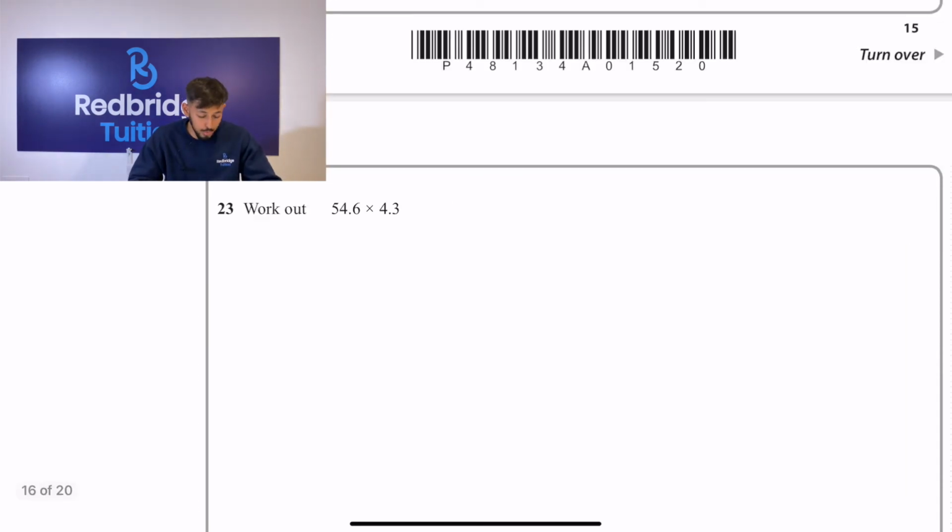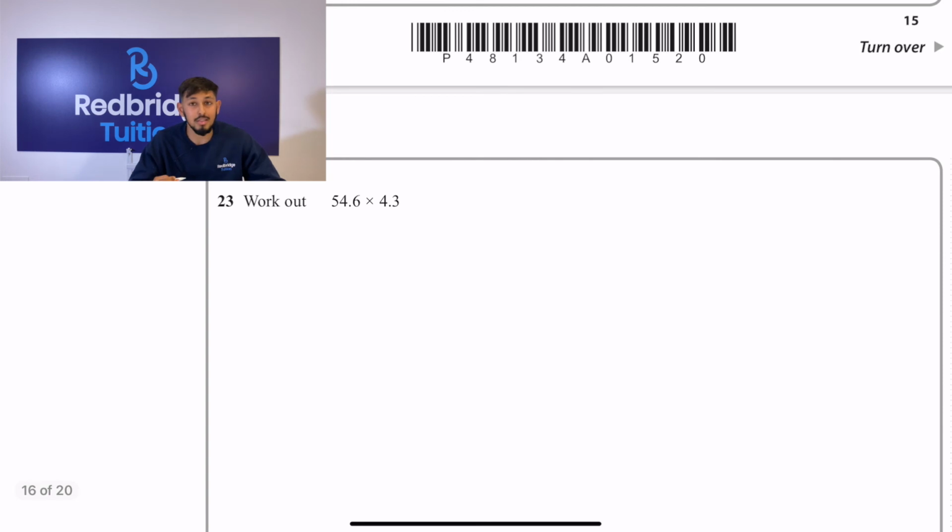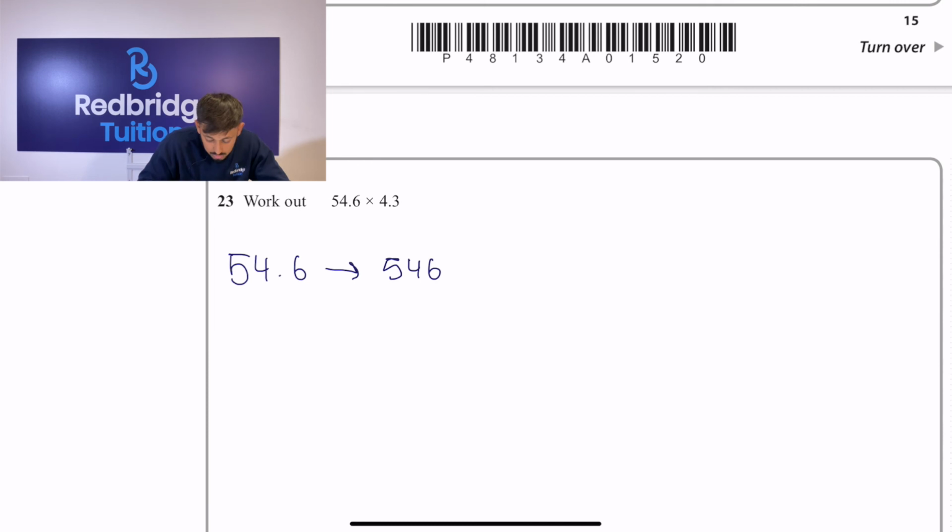Now, question number 23. Work out 54.6 times 4.3. Now, there are a few ways that you can work this out. The way that I like to work it out is by making these decimal numbers into whole numbers. So 54.6 is converted into 546.